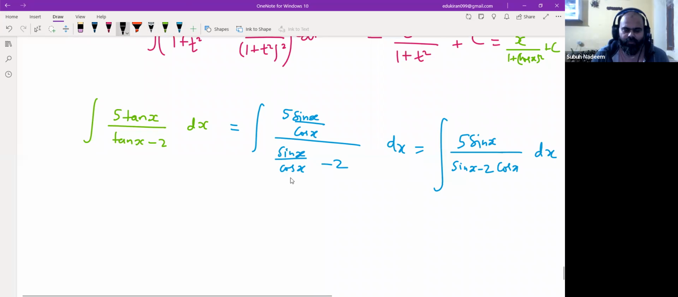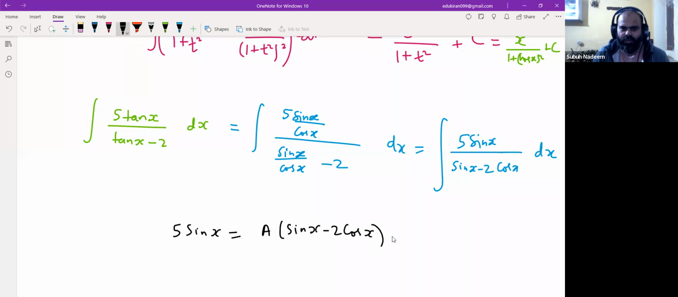Yes. One very important thing is there. As we studied the concept of partial fraction, in a resembling manner there is a method which we can apply here. So the numerator is 5 sin x. I want to write it as A times sin x minus 2 cos x, which is the denominator, plus B times the derivative of the denominator. So this denominator has derivative cos x plus 2 sin x.